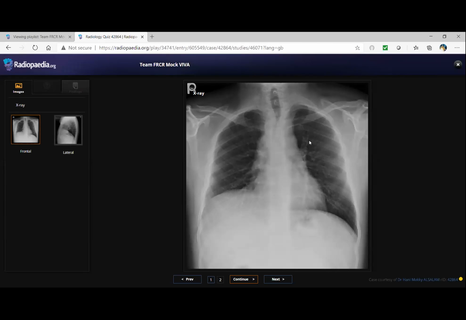I'm sorry. You just mentioned that there is tapering of the trachea, right? Is there any other abnormality regarding the mediastinum?